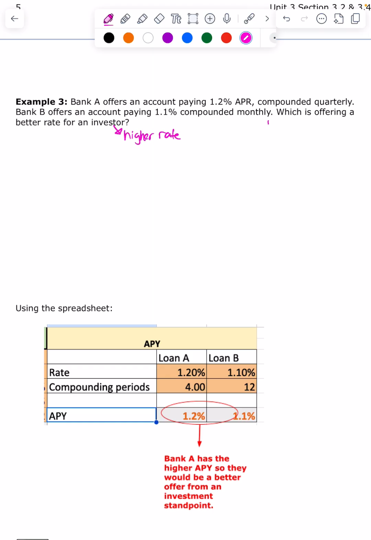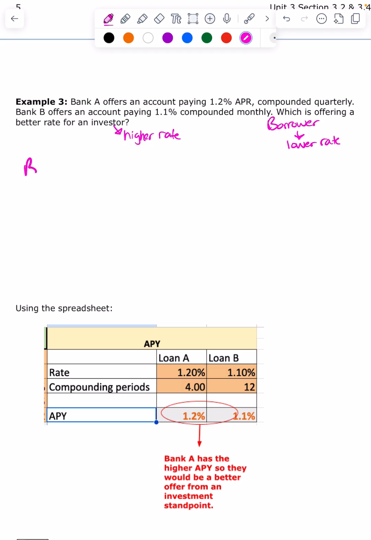And then keep in mind, if you're the borrower, you want a lower rate. So you always need to know whose perspective, because if I'm going to a bank and I'm borrowing money, the bank wants me to pay more in interest, but I want to pay less. So if it's not clear when they're asking you which one's a better deal whether it's the borrower or the investor, then just make sure you clarify.